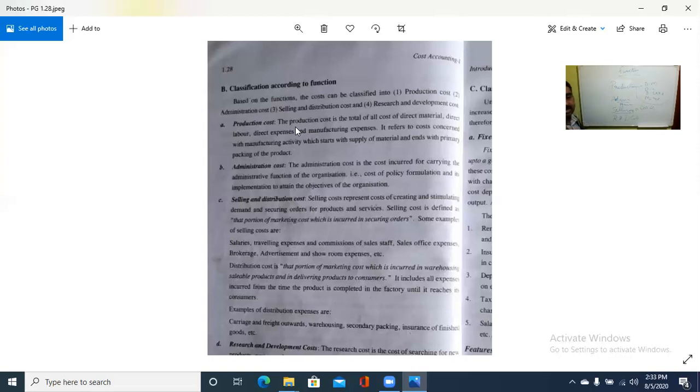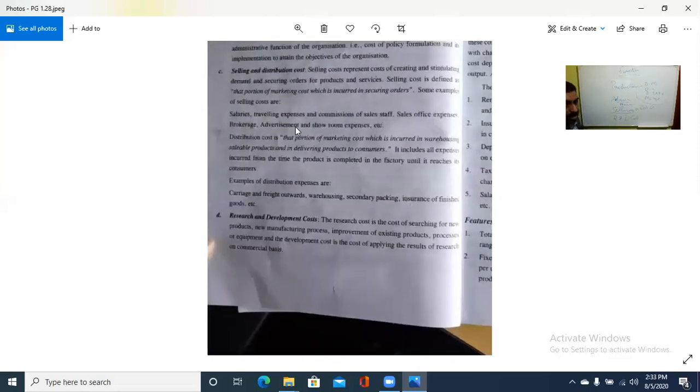Next is research and development cost. What is meant by a research and a development cost? The research cost is the cost of searching for new products.